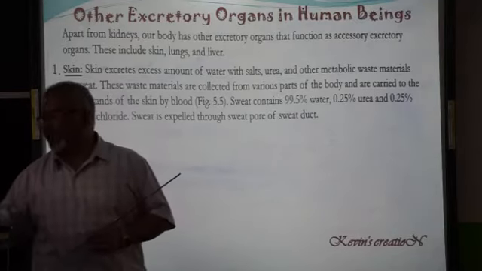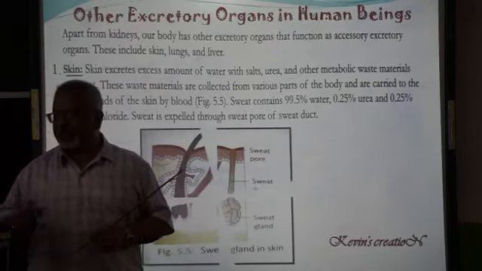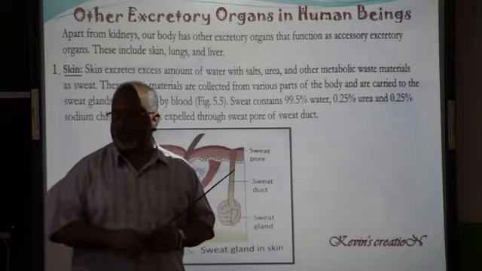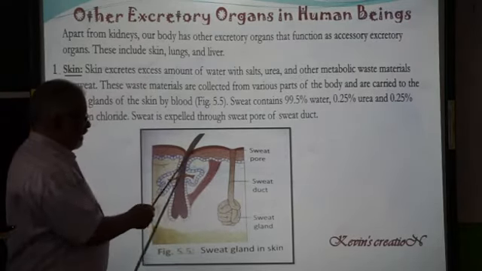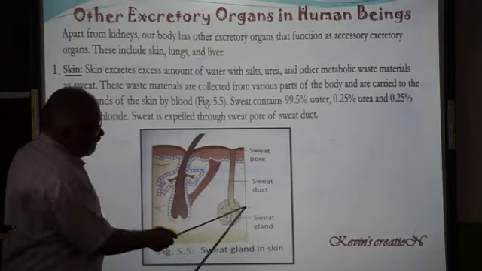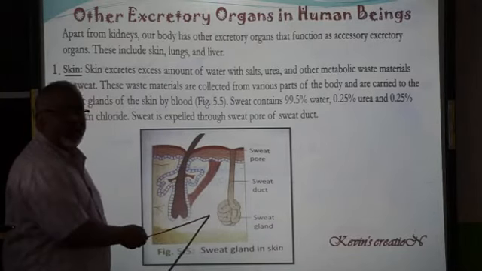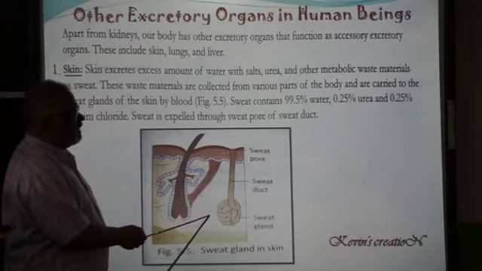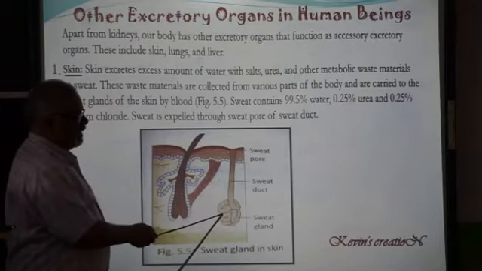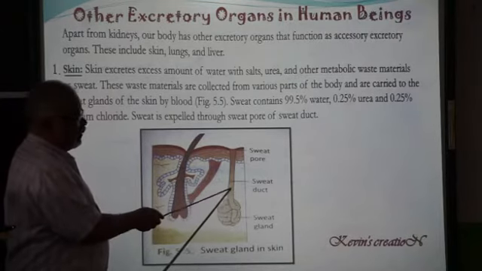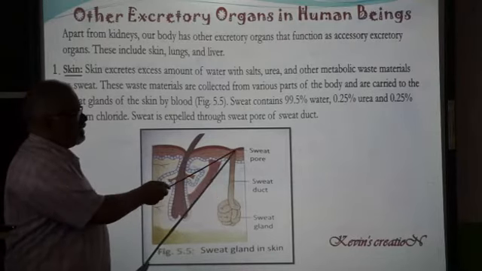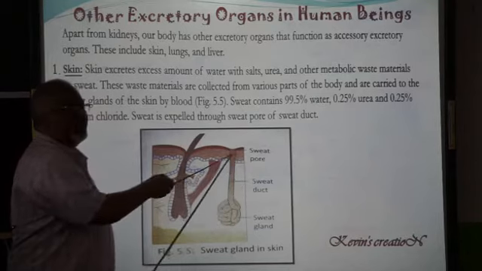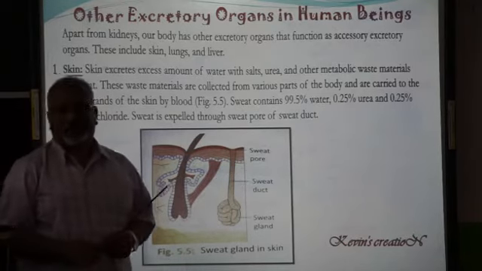Now I will show you where the sweat glands are. This is the picture also given in your textbook. So this is the skin, okay. Here this one is the sweat gland. From all parts of the body it comes to the sweat glands, and then you have the sweat duct. Through this, sweat goes and comes out through the sweat pores which are there on our skin.